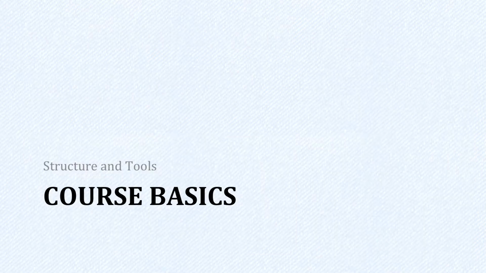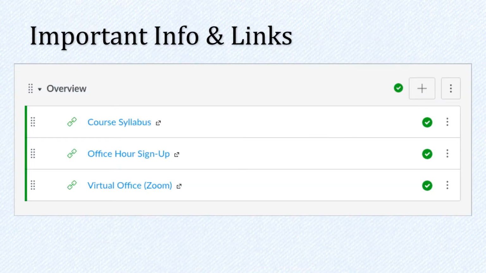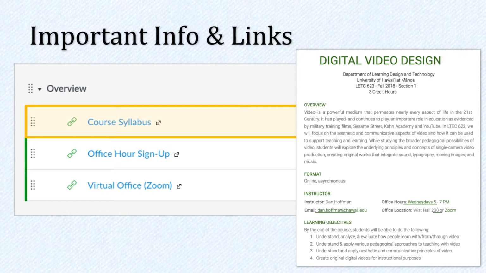So now I'd like to take a few minutes to talk about some of the basics of the course. Essentially the structure and the tools that are going to allow this online asynchronous course to happen. So as you all know, if you're watching this video, our learning management system for the semester is going to be Canvas. And when you first log in, there's some important information and links that I want you to be familiar with. In the overview module, you'll see three things: the course syllabus, the office hour sign-up sheet, and the virtual office. If you click on the course syllabus, that's a Google document that you can view. And I encourage everyone in the first week to go through and read carefully the syllabus for digital video design.